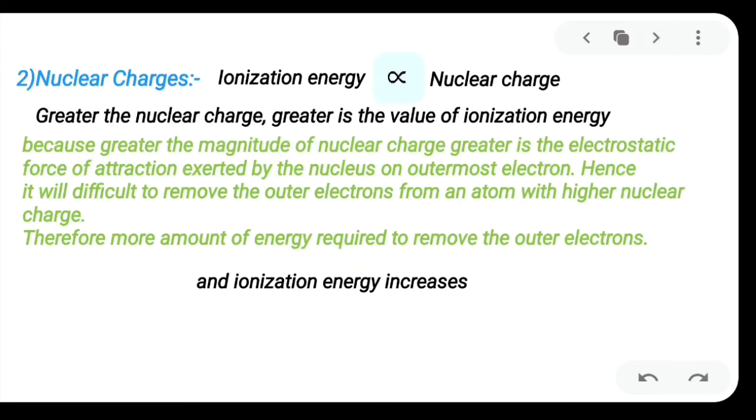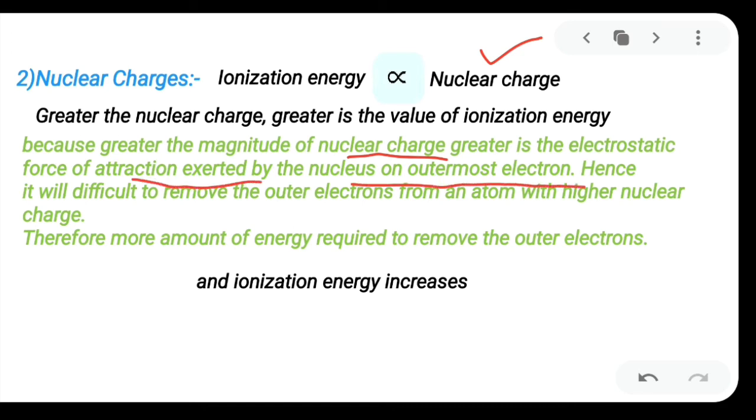Now let us discuss the second factor, that is nuclear charge. Nuclear charge is directly proportional to the ionization energy. When nuclear charge increases, your ionization energy also increases. Why? Because the greater the magnitude of the nuclear charge, the greater the electrostatic force of attraction exerted on the outermost electron.